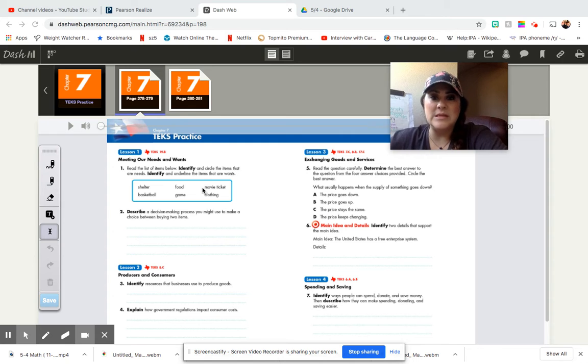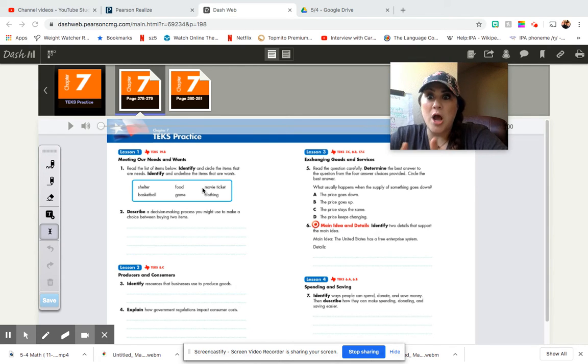When we go to lesson 3, exchanging goods and services, read the question carefully, determine the best answer to the question from the 4 choices provided, circle the best answer, multiple choice. What usually happens when the supply of something goes down? So we've talked about supply and demand. Demand is when everybody wants it. And then supply is the ability to meet that demand. So how fast are they able to make the product and get it out there?